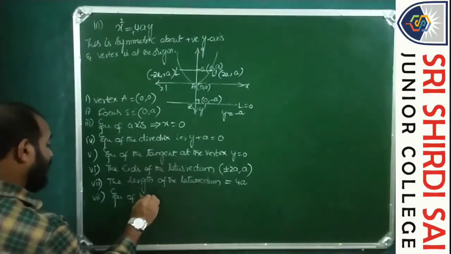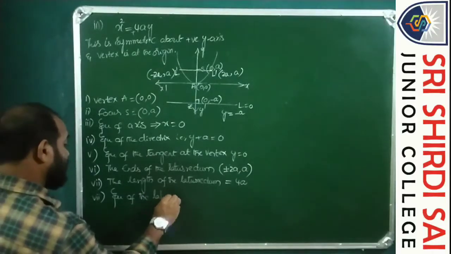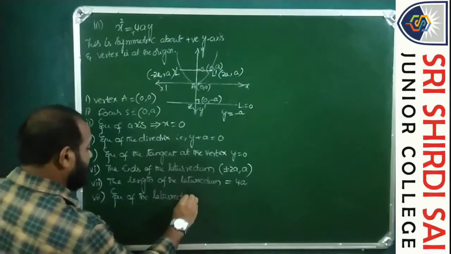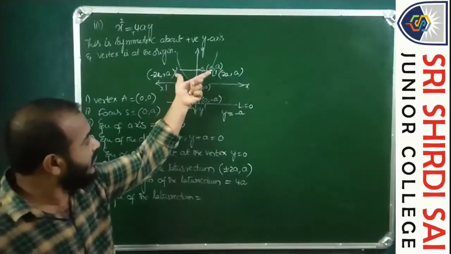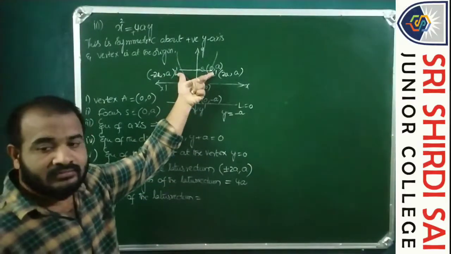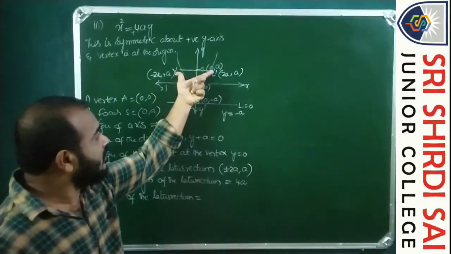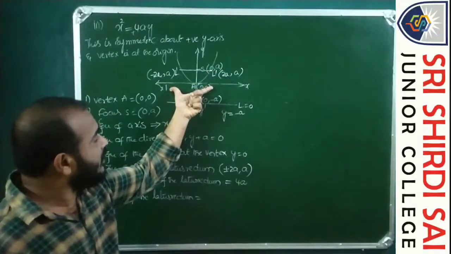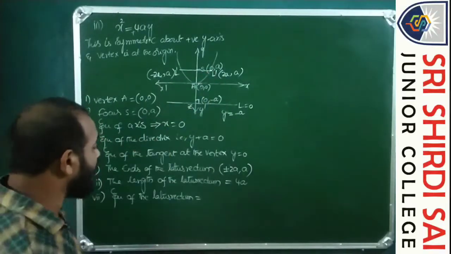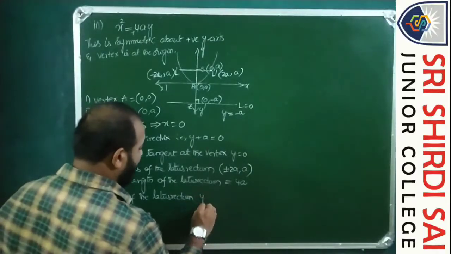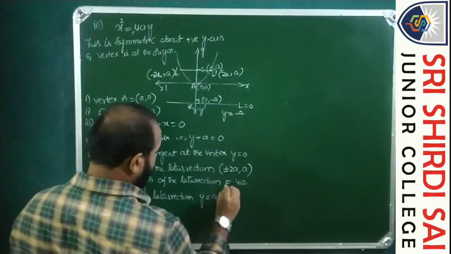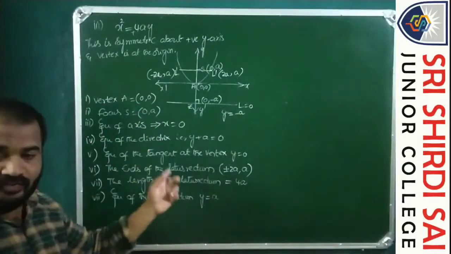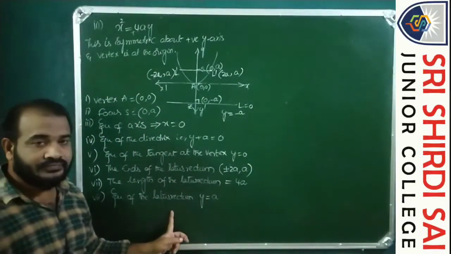What is the equation of the lattice rectum? This line is parallel to the x-axis. Any line which is parallel to the x-axis is of the form y equals to something. So y is equal to, this is A. So earlier it was x equals to A.